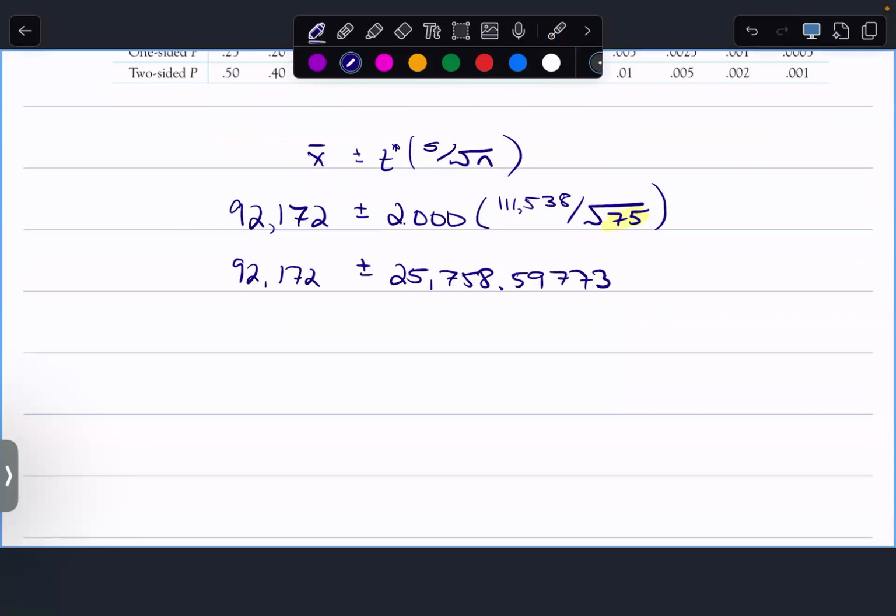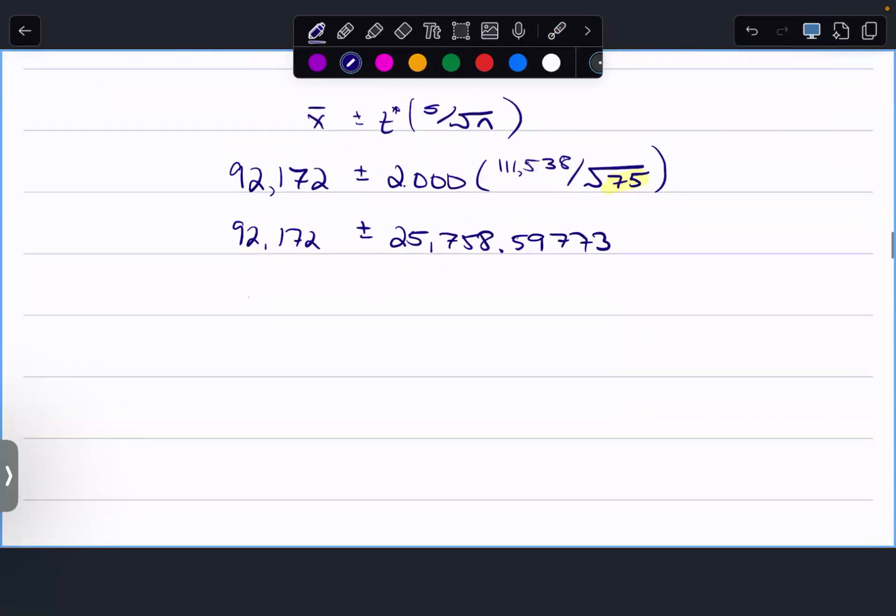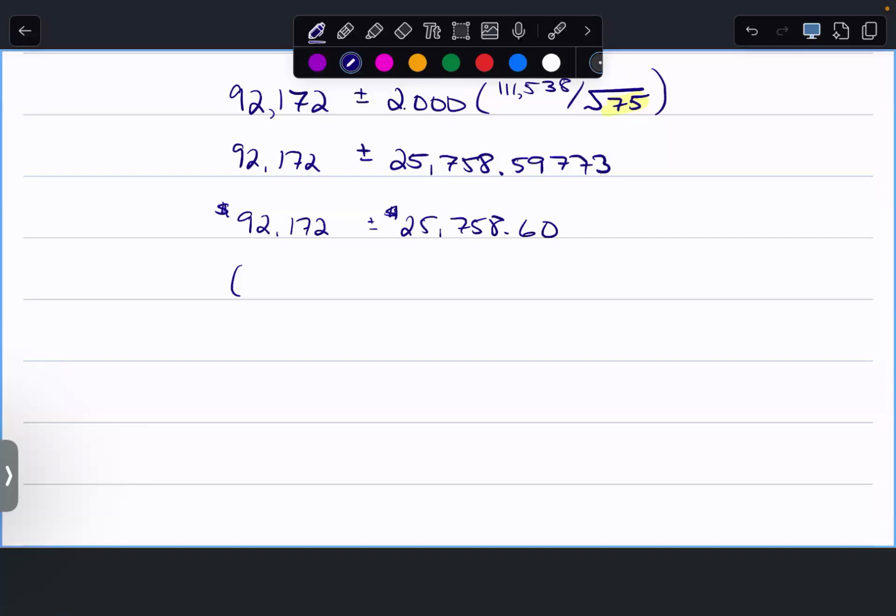This is money, so I'm going to round this to 2 decimal places. So 92,172 plus minus 25,758.60 dollars. Oh, I guess I should do that math. 92,172 minus 25,758.60. Might need you to check, but I get 66,413.40 up to 92,172 plus 25,758.6 up to 117,930.60.